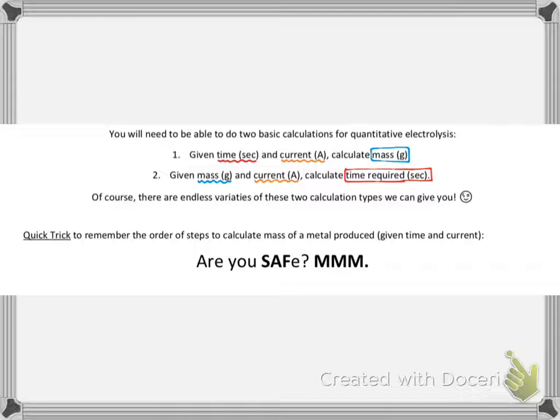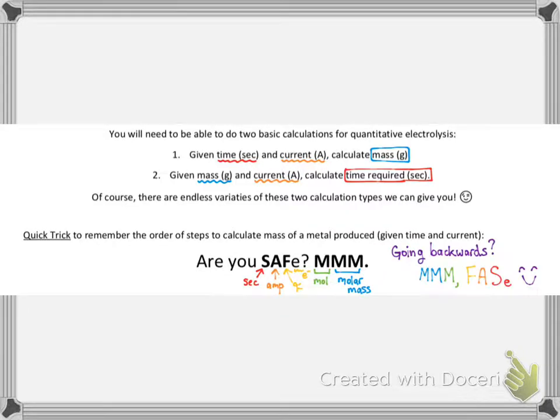Well, the S in safe stands for seconds, the A for amps, the F for Faraday, you just have to remember to divide by Faraday, and the E can help remind you that that got you all the way to moles of electrons. And then you've got the M, the first M is for mole, because this is where you're converting from the moles of electrons to the moles of the metal, and then the last M is for molar mass. And if you're going backwards, this even reverses. Then you get face. So there you have it. Delicious dimensional analysis and a trick to remember it.